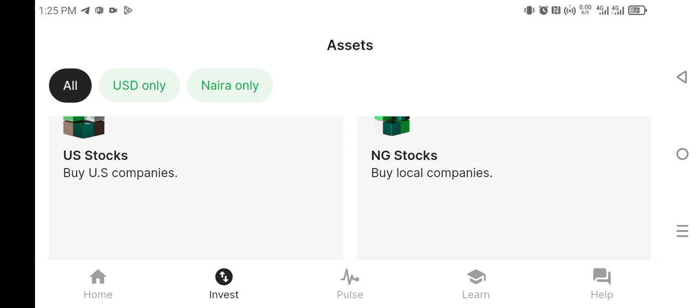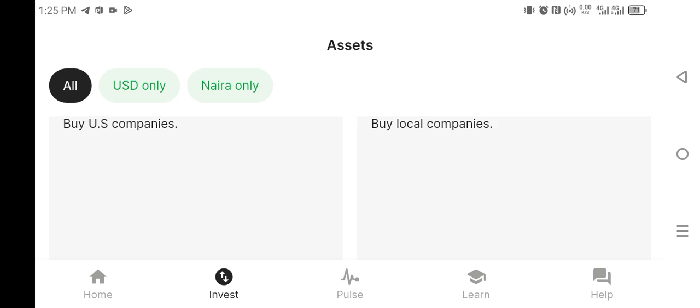Example of US stocks, you have your Apple and other American stocks you can invest in. Then example of NG stock, that is your Nigerian stock, is your Zenith Bank, your GT Bank, your GTCO, your Access Bank, and even Dangote Sugar and the rest of them. They are all under your NG stocks. Once you click on it, you see the different stocks, right?